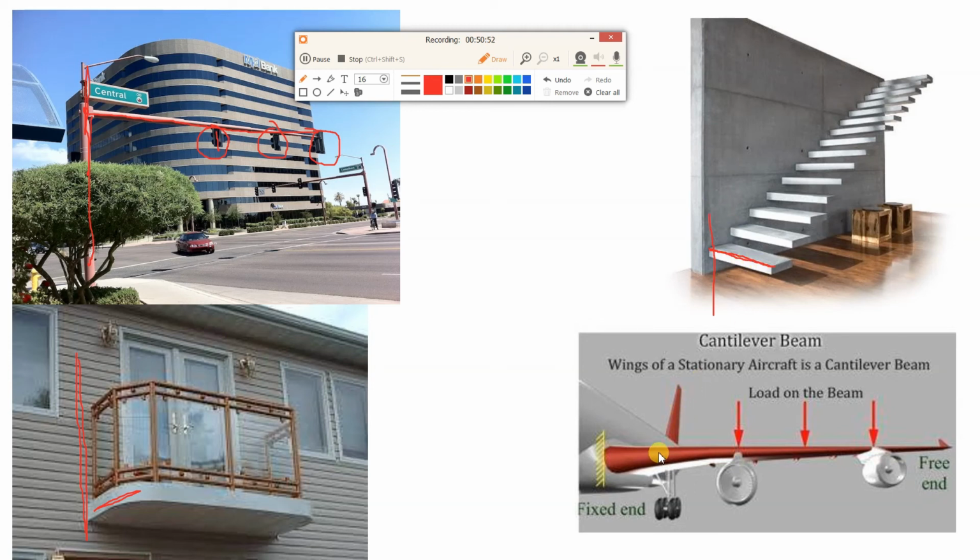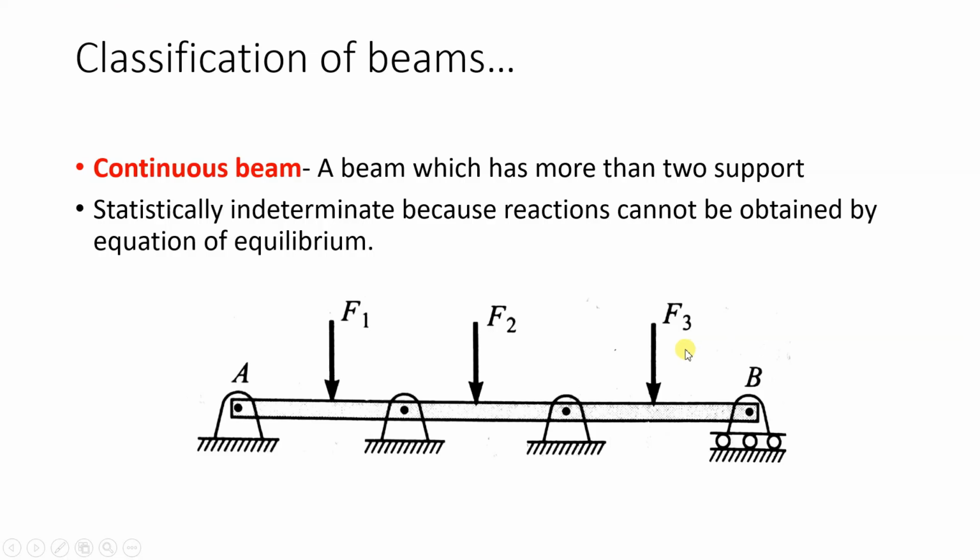Next example, wing of the aircraft. This is the body of the aircraft and this is the wing, and here the aircraft engines are there. Here again the wing you can consider a cantilever beam. One side is fixed and the tip of the wing is free, right? So this will be the free end. So fixed end and free end. The wings of a stationary aircraft are an example of cantilever beam. Now here one more question arises. Why is it written stationary aircraft, not moving aircraft? Because in a moving aircraft there will be continuous vibration.